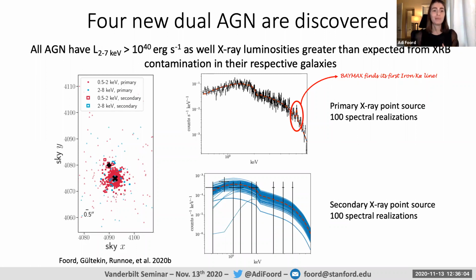So similar to before, I defined this AGN luminosity criterion of a 2 to 7 keV luminosity greater than 10^40 ergs per second. And as well, in order to be classified as an AGN, it had to have an X-ray luminosity greater than what you might expect from the X-ray binary population in the respective host galaxy.